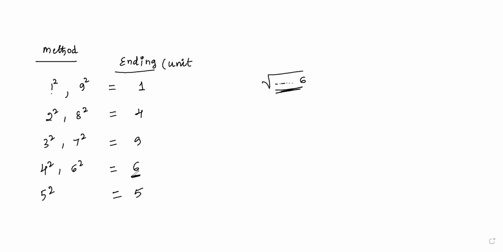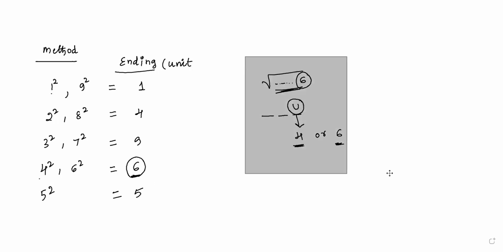So this is the 6. When the ending number is 6, how many digits the answer will have, we don't know. But the unit place digit will be either 4 or 6. Why? Because here we are ending with 6. You can see 4 square and 6 square also end with 6. So there is a chance the unit place ends with 4 or 6. So in method 1, we are getting two possibilities.